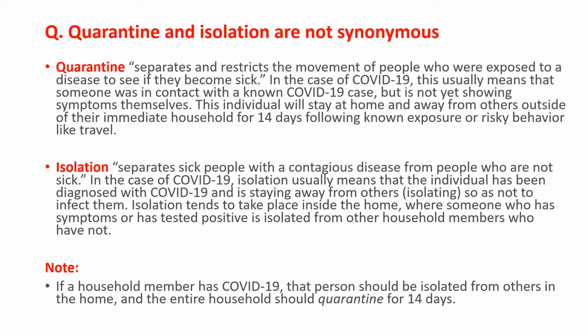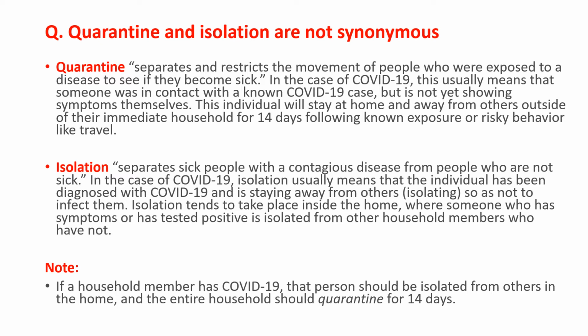Whereas isolation is separating sick people with the contagious disease from people who are not sick. So in the case of COVID-19, isolation usually means that the individual has been diagnosed with COVID-19 and is staying away from others, that is, isolating himself or herself so as not to infect them. So in one case, it is an exposed individual kept in a separate place so that he is not infecting others in case he has been infected with it.